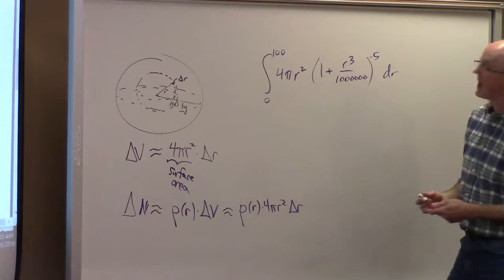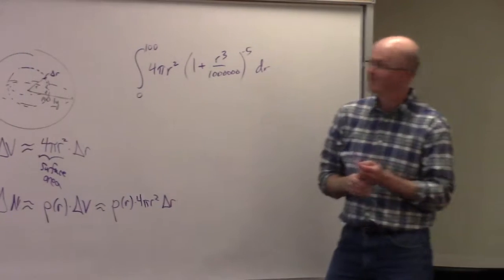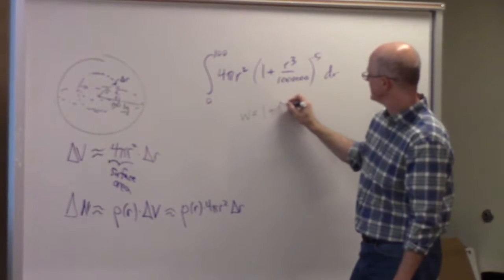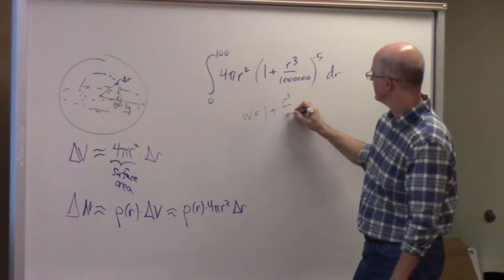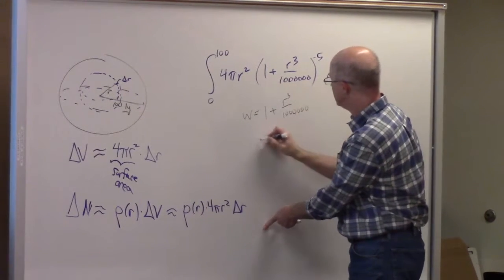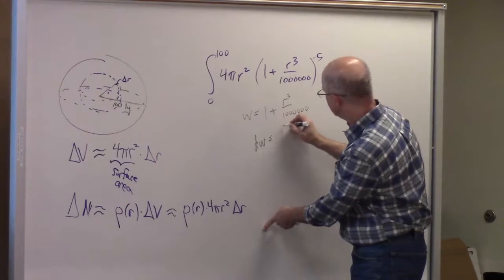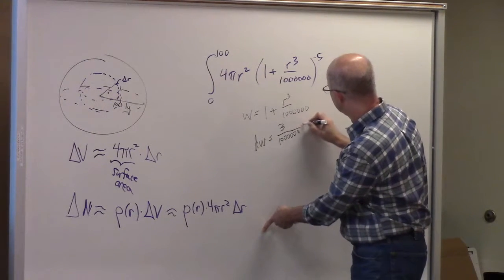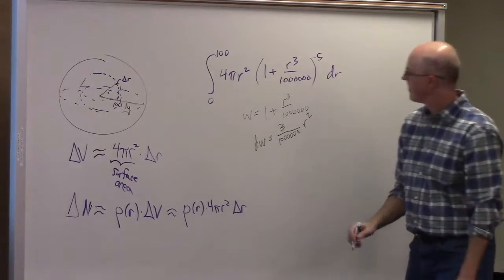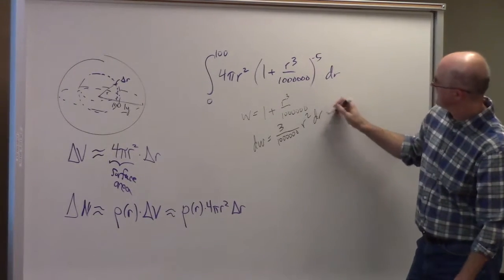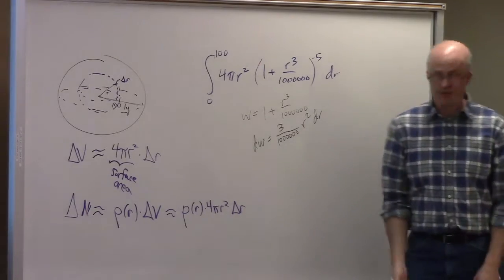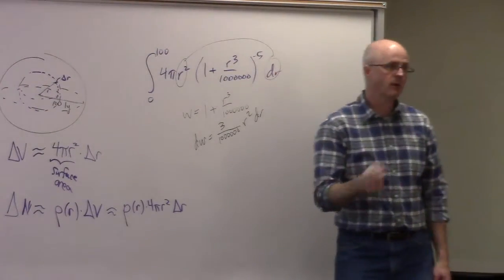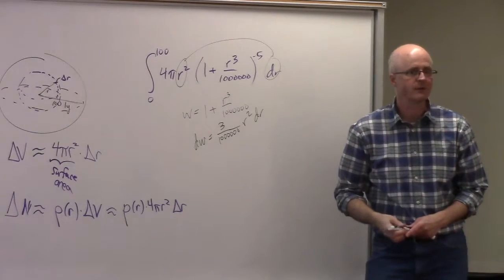And this integral is not as hard to do as it looks. You could do it with substitution. W equals 1 plus r cubed over 1,000,000. dw is 3 over 1,000,000 r squared dr. So r squared dr would be 1,000,000 over 3 dw, and you could put that in place of the r squared and the dr. You would want to change your limits of integration if you do this in terms of w.